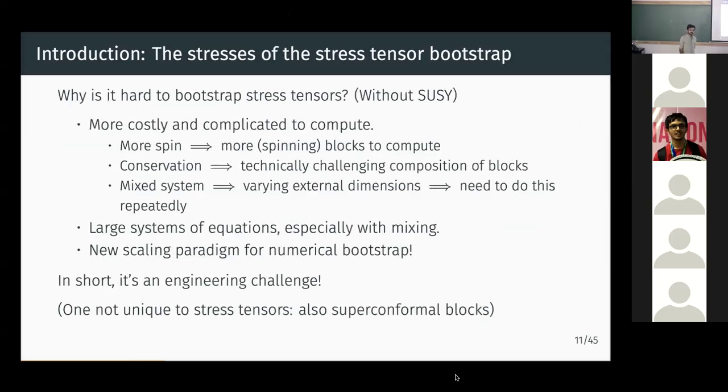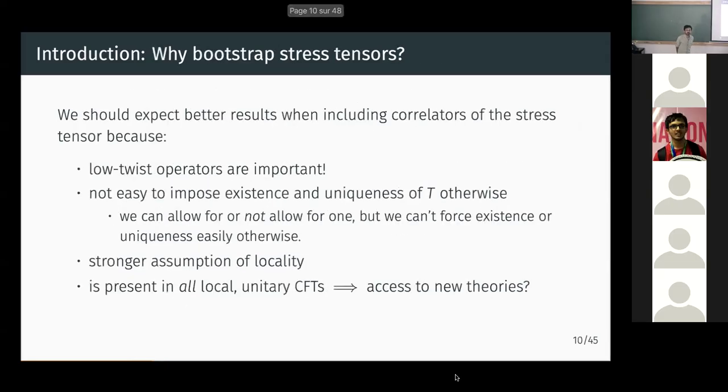So now you might ask, why has no one done this before? Why has no one bootstrapped a stress tensor? I mean, people have, but never mixed with other systems. Not generalized species, but other cases where the stress tensor doesn't appear naturally. Is there any such case known? Can you solve the bootstrap without the stress tensor? Yeah, that's a very good question.